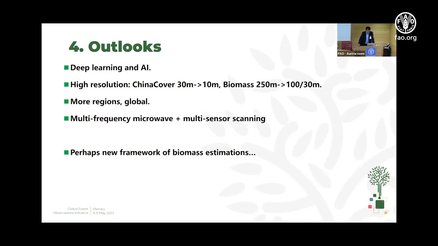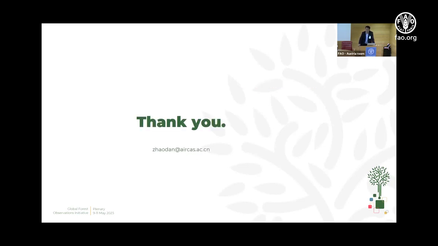For the biomass observation, as I have just said, the multi-frequency microwave and multi-sensor scanning should be considered. Perhaps in future, some new framework of biomass estimation should be thought about. For example, now the biomass estimation models at regional scale are difficult to expand to different regions and different years. So I think if we can combine some ecological growth model, the multi-temporal biomass estimation should be improved. Okay, fine. Thank you. This is my presentation.